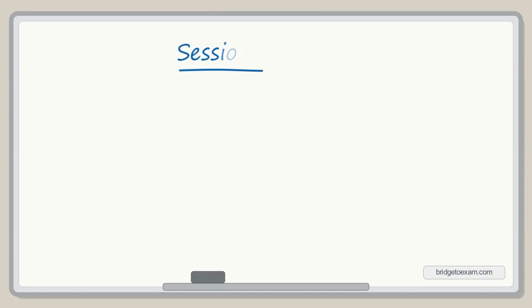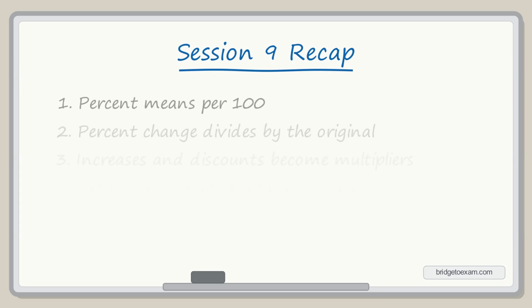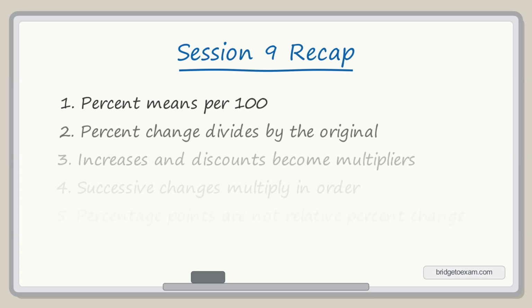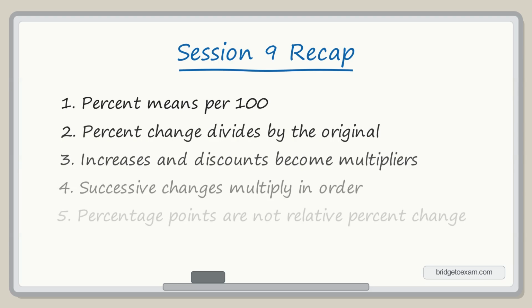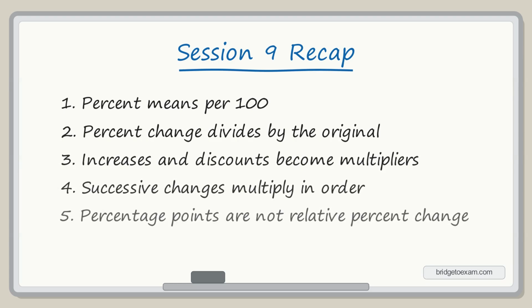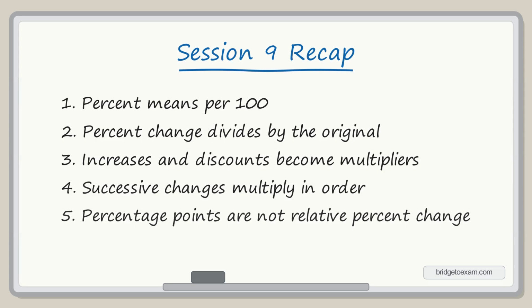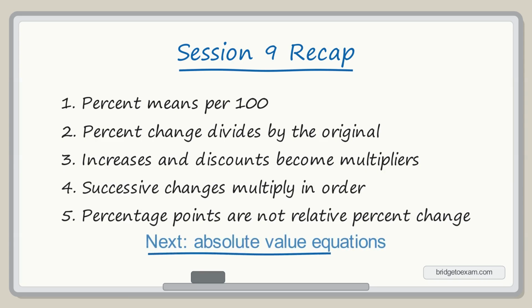Session 9 recap. Percent means per 100. Percent change uses the original as the denominator. Use multipliers for increases, discounts, and reverse percentage. Multiply successive changes in order, and keep percentage points separate from relative percent change. Next, we move to absolute value equations.